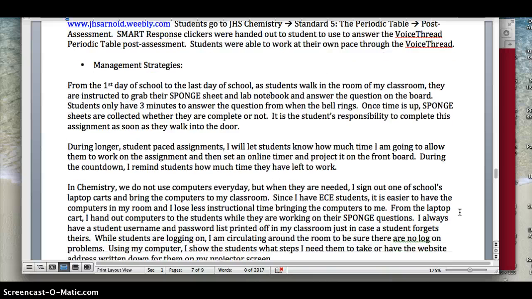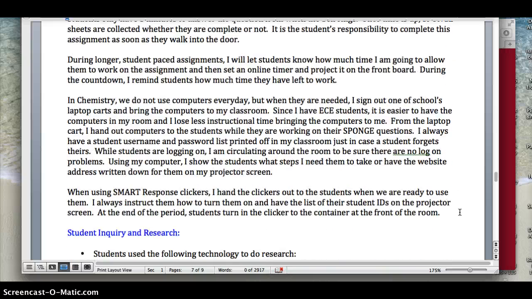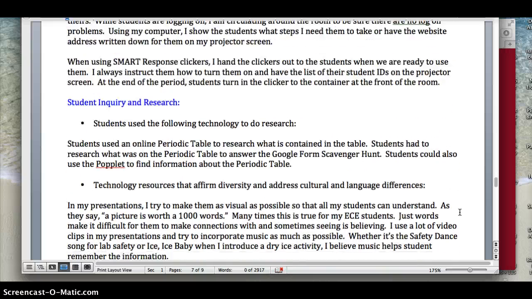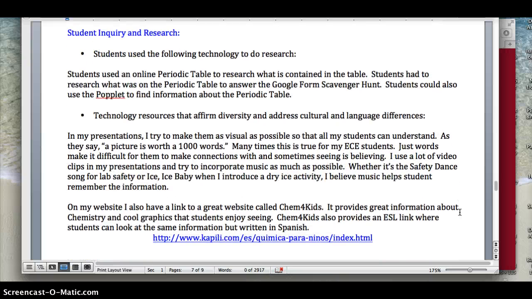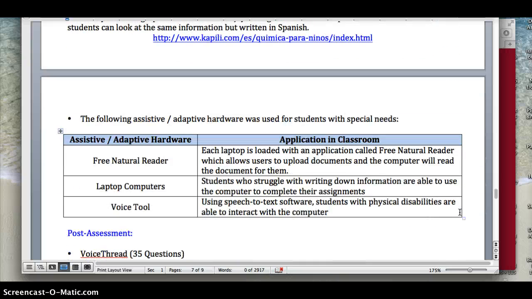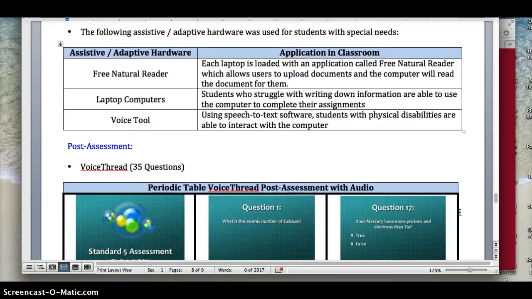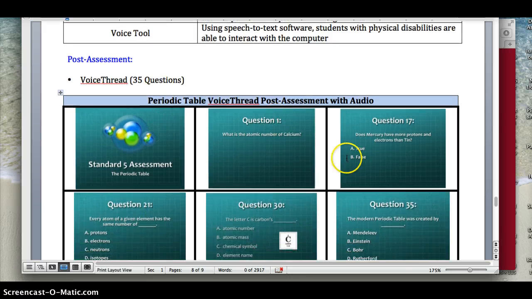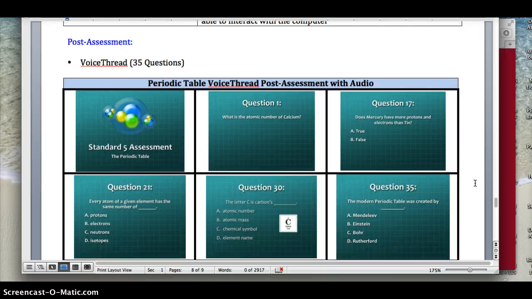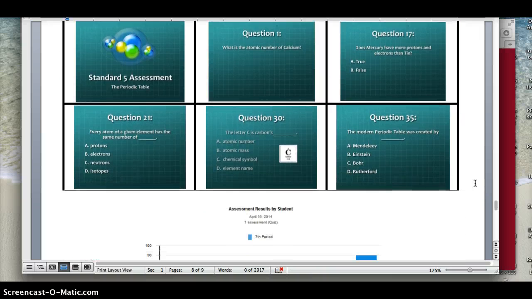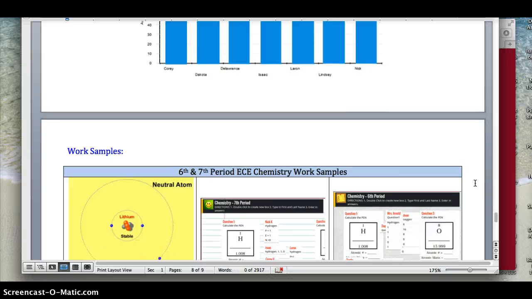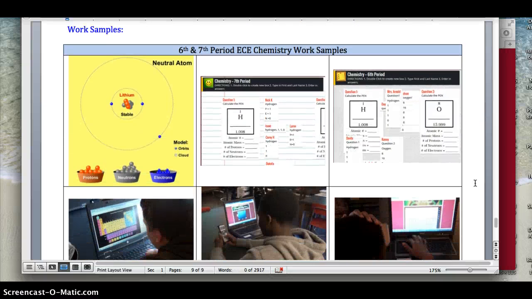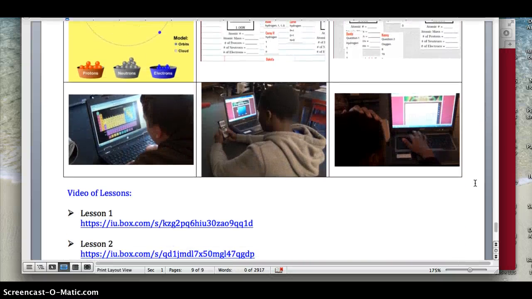So my management strategies that I used are listed in my inquiry and research. And finally, some adaptive hardware that I use. Each laptop had a text reader, and here are some screenshots of my post-assessment, and finally are some work samples of my unit.